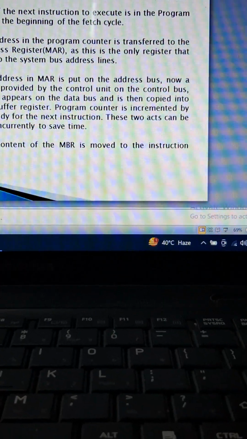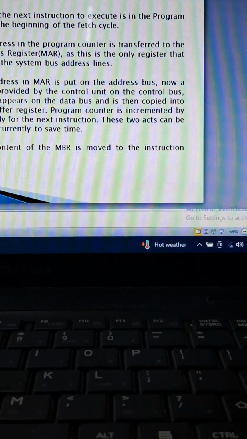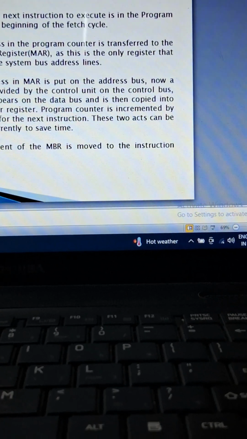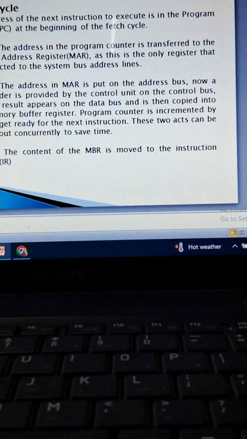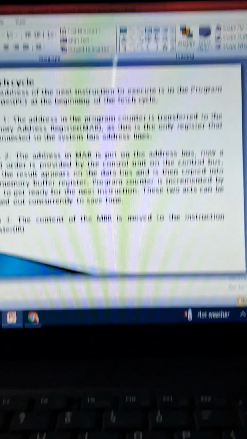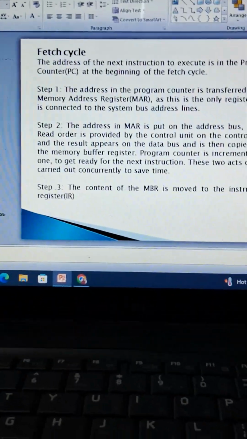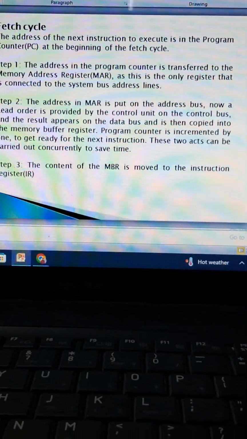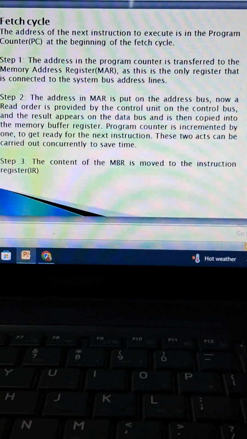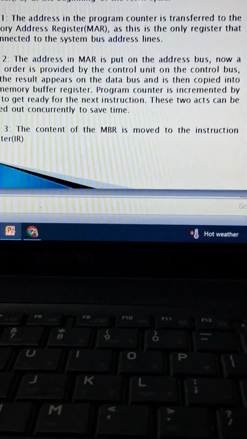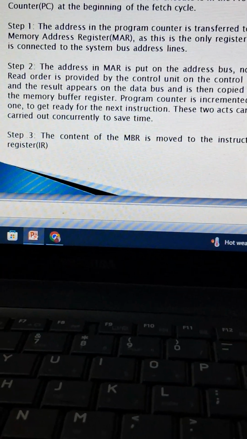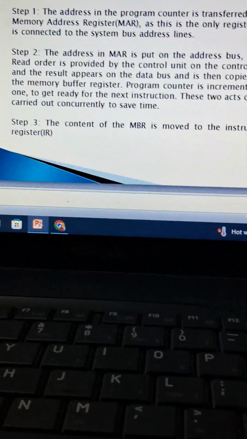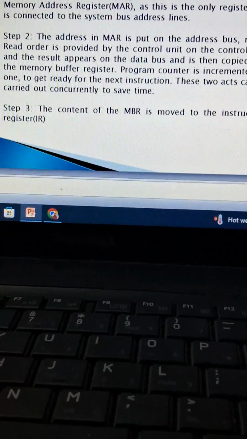Now a read order is provided by the control unit on the control bus, and the result appears on the data bus as it is copied into the memory buffer register. The program counter is incremented by 1 to get ready for the next instruction. These two acts can be carried out concurrently to save time. That means as soon as the program counter transfers its address to the memory address register, it retrieves the data from the memory location with the help of the control bus. As soon as it retrieves the data into the memory buffer register, simultaneously the program counter increments its value by 1. That means the next instruction in the pipeline comes up.